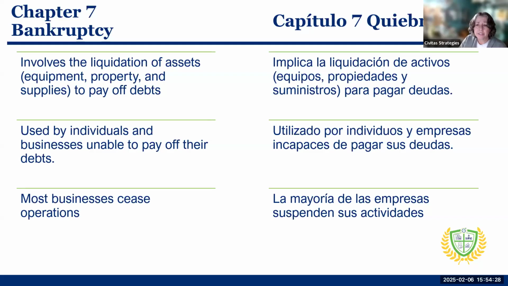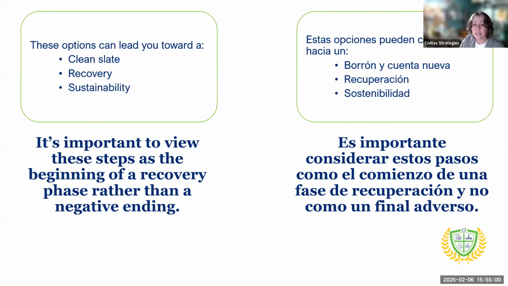And then we have Chapter 7 bankruptcy, all right? That basically is where you're going to have to liquidate your assets, right? So what's going to happen is you're going to have to sell your assets. It's usually used by individuals and businesses that cannot realistically pay off all of their debt. All of the assets are liquidated, and that money goes to pay off creditors. Chapter 7 usually means that you're going to cease operations. Okay, so just keep that in mind.